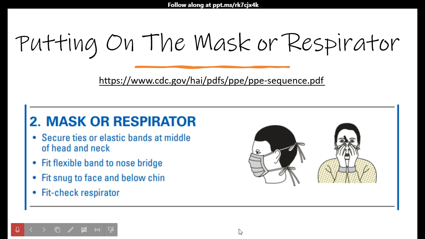Next is what you're going to put on: the mask or respirator. There are different kinds of masks, different kinds of face shields, and different kinds of respirators. We want to make sure that we secure the ties or elastic bands at the middle of the head and the neck. Make sure you fix and push down if there's anything on the nose, you don't want space in there. You want this mask to fit snug on your face and below the chin.